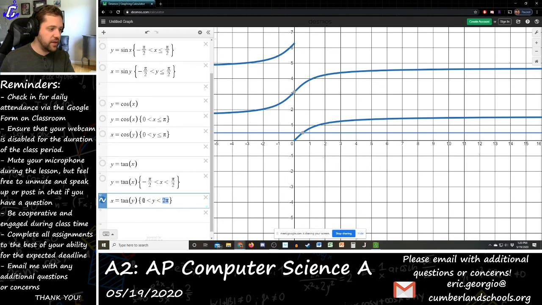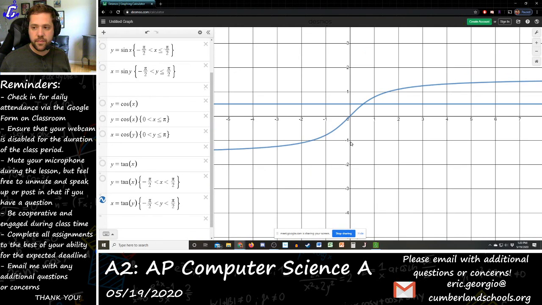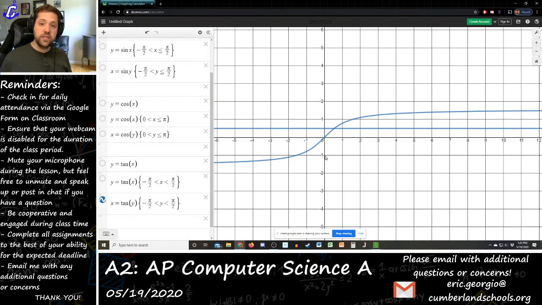Oh, I got to restrict it. That's what I didn't do. Negative pi over 2. That's a cool looking graph though. It's a positive pi over 2. There we go. It looks like that. Okay, looks like that. And so, in short, your tangent is only going to consider the fourth quadrant and the first quadrant. Negative pi over 2 to 0 and 0 to pi over 2.